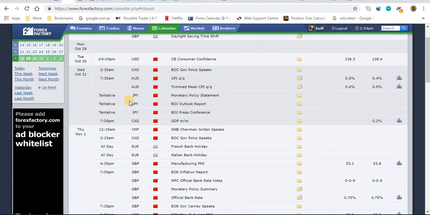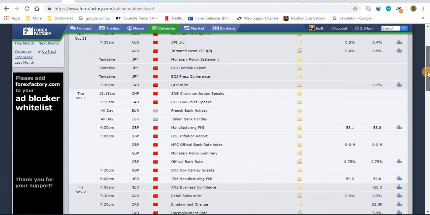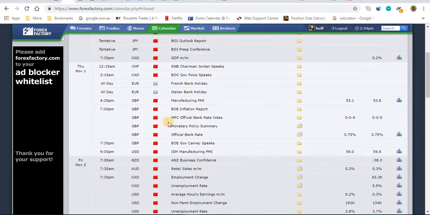They don't actually give a time. Can't remember what time it is. It's normally a bit later in the day, their time. Then on Thursday, a bit happening there too. The big one on Thursday, we've got a couple of holidays obviously in Europe there. But the big one's the UK interest rates, the official bank rate. It's not expecting any change, but this could move the pound pairs.